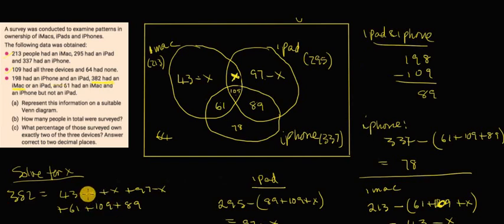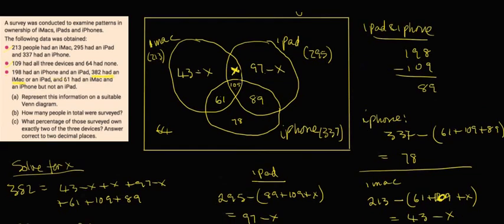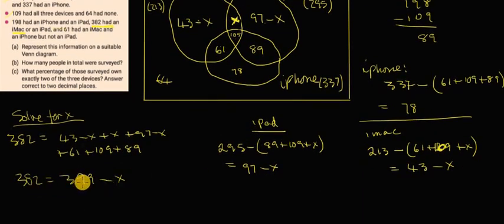Now what have I got with the X's? Well, I have a minus X here and a plus X. They cancel out. I have a minus X here as well. So 382 is equal to 399 minus X. So you solve that, subtract 399 from both sides. You're going to get 382 minus 399, which is minus 17, is equal to minus X. And that means that X is equal to 17. So X is equal to 17.